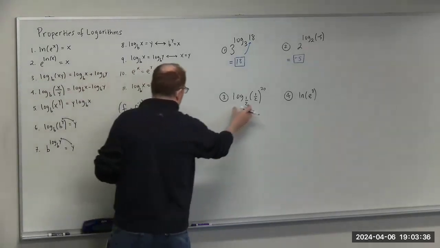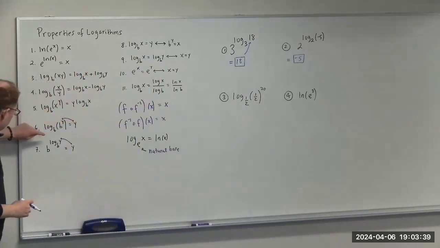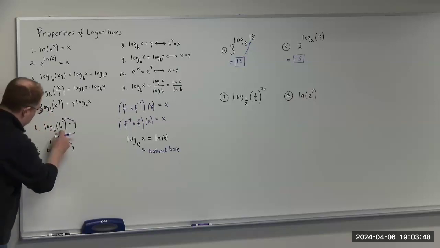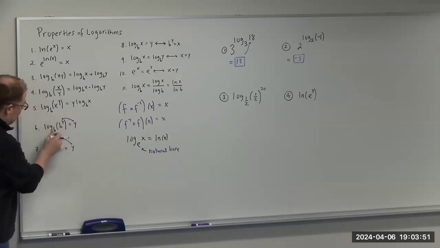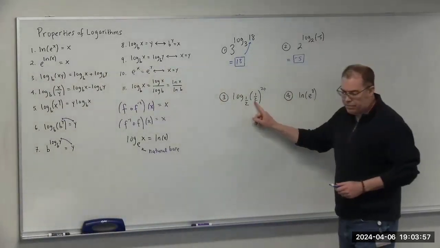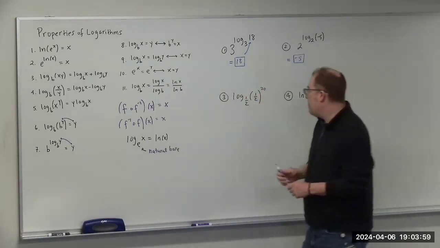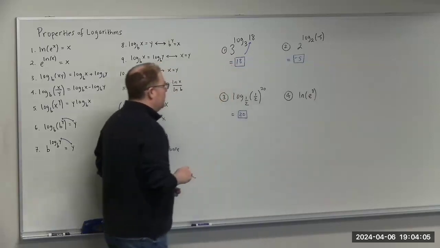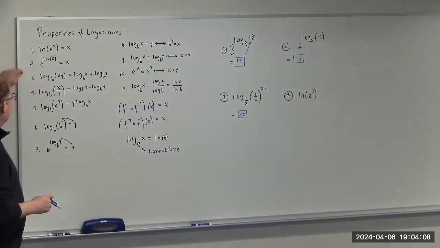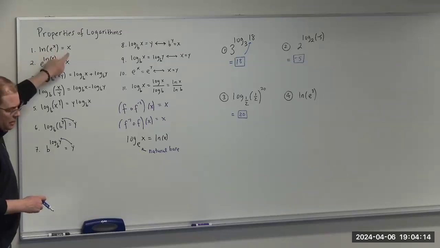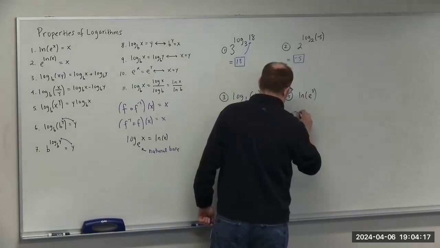The other one is something of this form, which involves number 6. You have log of base to the power y to the base b. If these are equal, then this result is going to give you back whatever the y is. In this case, we have 1/2 and 1/2, so this result is going to be 20. And then number 4 goes back to the first property. If you take natural log of e to the x, that's going to give you back x. So this is going to give us back 3.